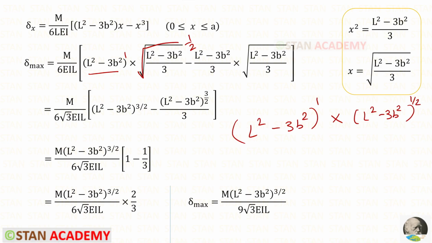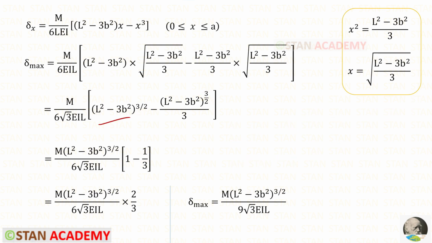Here we can use the formula a power m into a power n is equal to a power m plus n. So 1 plus 1 upon 2, it will be 3 upon 2. Then we can take this outside. So inside we will have 1 minus 1 upon 3. So it will be 2 upon 3. We can eliminate 2. Here it will be 3. 3 into 3, it will be 9. This is the expression to find the maximum deflection.